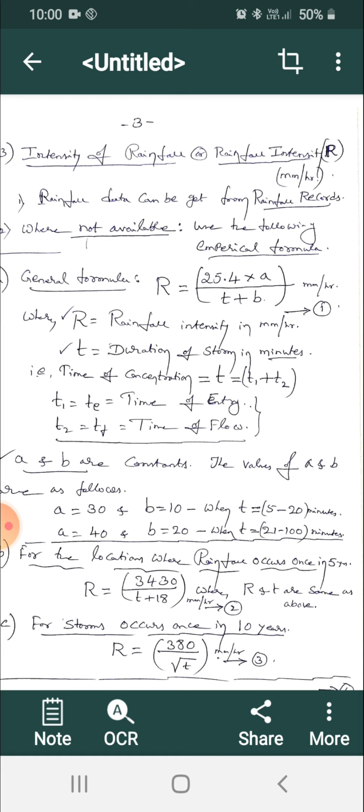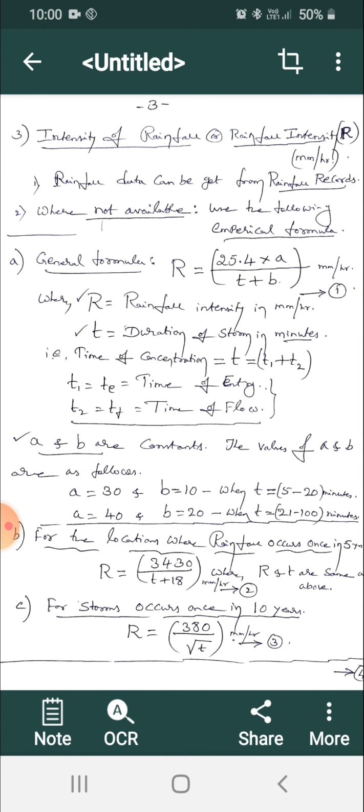The constant discharge continues up to a certain time. See, how long the same discharge will occur in the drainage, that is called the time of flow. Remember it, that is called time of flow.